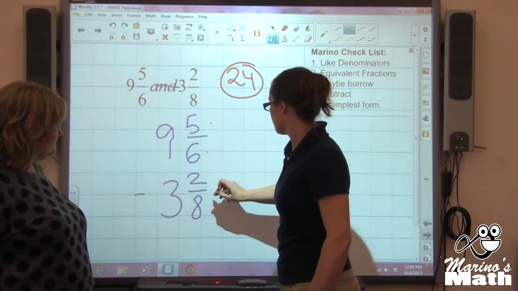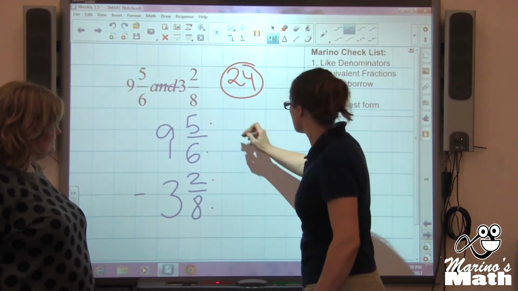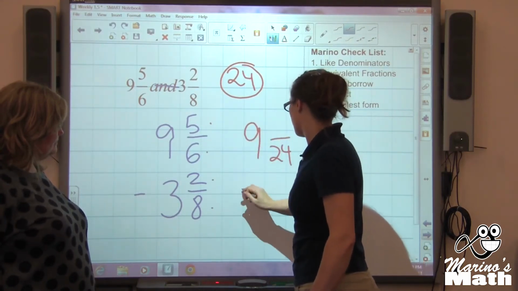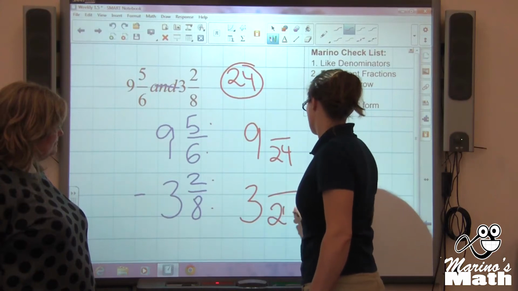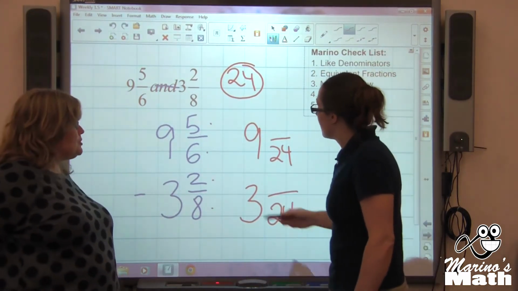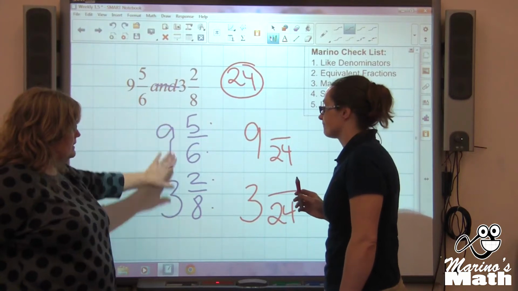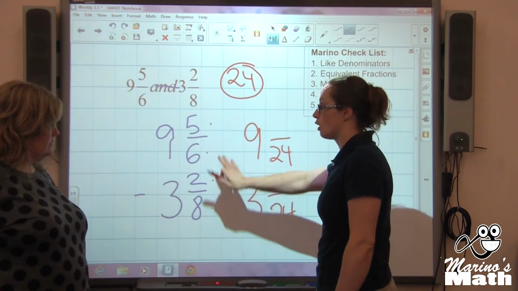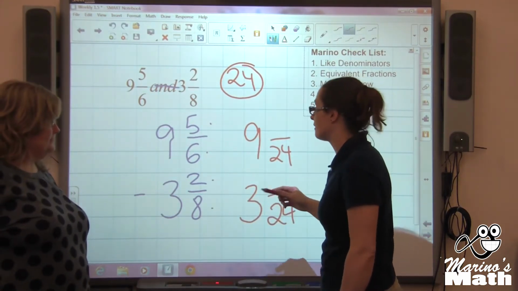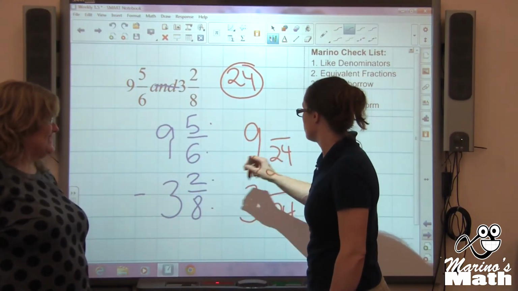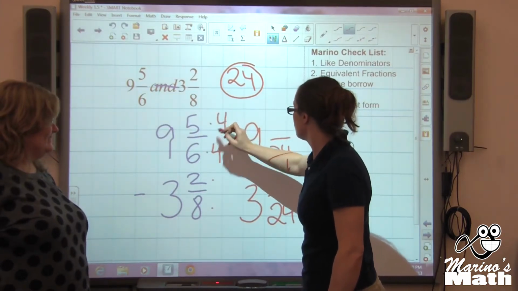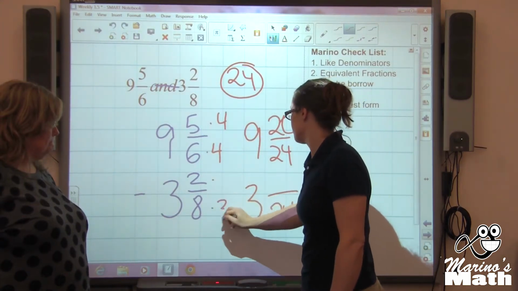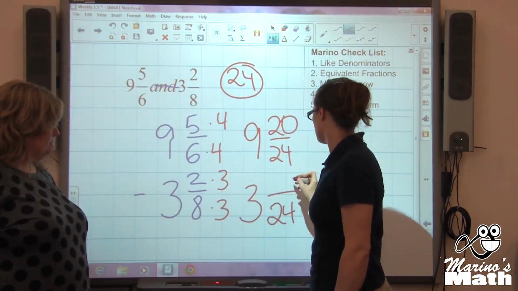And we need to multiply times something to get 9 and something over 24 and 3 and something over 24. So you're just changing the fractions and kind of leaving the integers out of this. You can leave the integers completely alone. So we end up with much smaller numbers to work with, which works well. 5 times 4, I end up with 20. 2 times 3, I end up with 6.